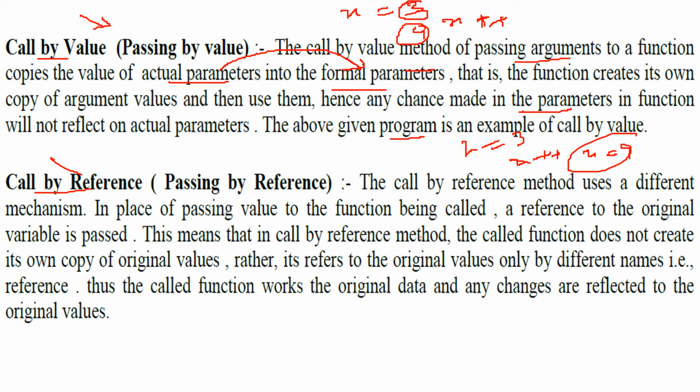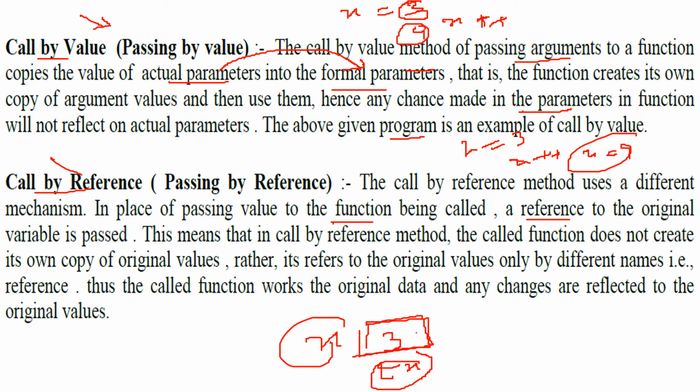So you want to change the actual value. For that, we don't pass the value, but we pass the reference. That is, this is the memory location where x is. So we don't pass x. We pass &x, that is the address of x. That is, we pass the reference of x. So whatever is inside this, we pass the reference and then change. If it is changed to 4, the actual value will be changed. That is, in the call by reference method, the called function does not create its own copy of the original values, as you see here.